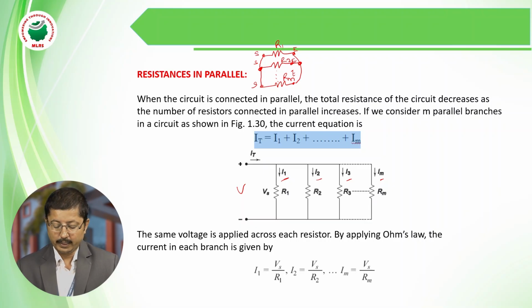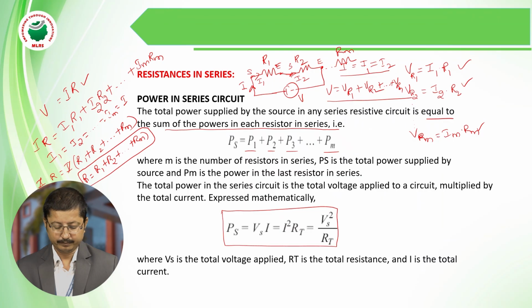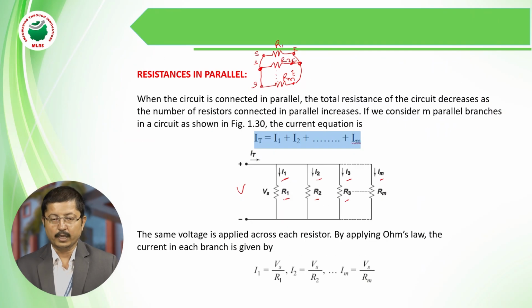The current divides in the parallel circuit depending upon the resistance value. If the resistance is very low, then high current will flow. If the resistance is very high, then low current will flow into that branch. The best example for parallel connections is household appliances. Whatever loads we have connected, all the loads are connected in parallel.